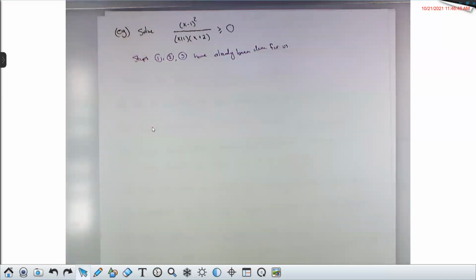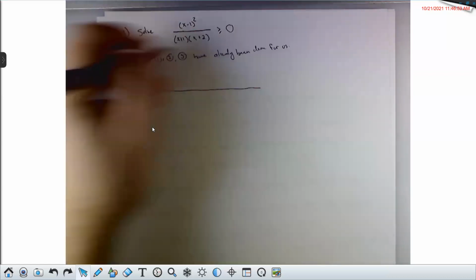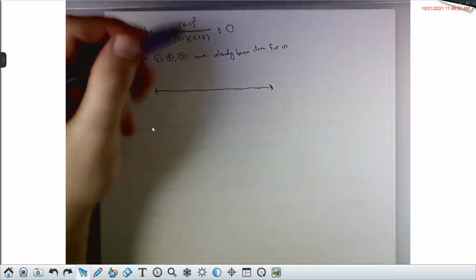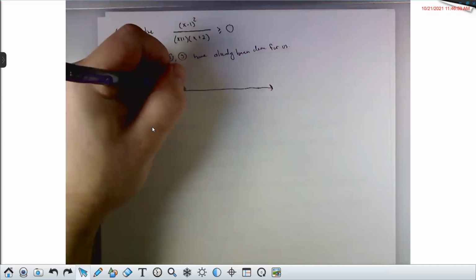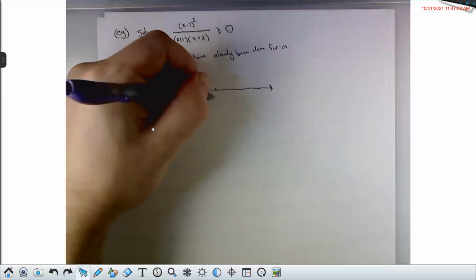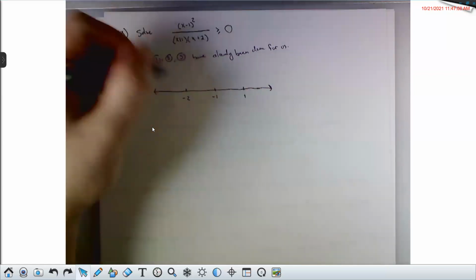That's nice. So we jump straight to step 4, where we write down those cut points, plug them on a number line. This factor is 0 when x is -2. This factor is 0 when x is -1. And this factor is 0 when x is +1.